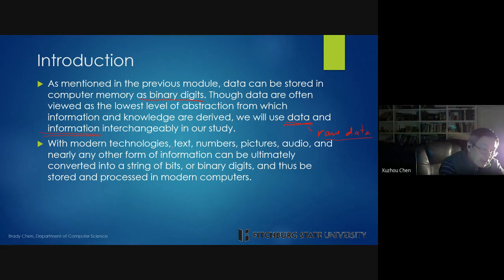So with modern technologies, text, numbers, pictures, audio, and pretty much nearly any other form of information can ultimately be converted into a string of bits. Remember the bit. A bit represents either 1 or 0, right? So if you talk about a string of bits, you're talking about a sequence of binary numbers, a sequence that only contains 0 and 1. Then the computer stores these binary digits in the computer memory, and the computer processor processes the sequence of binary bits.